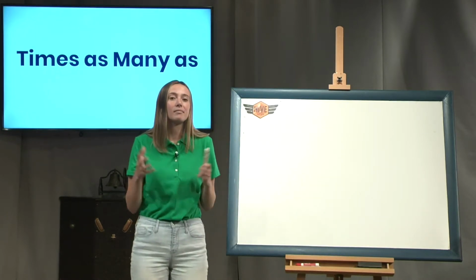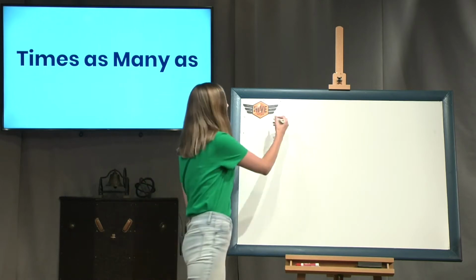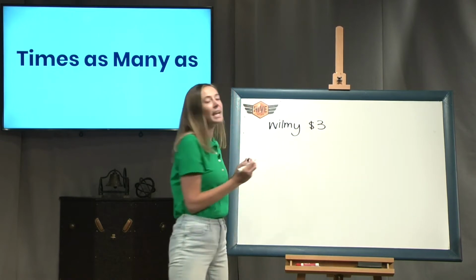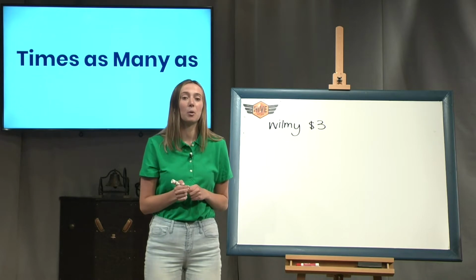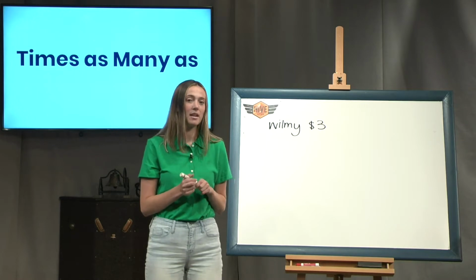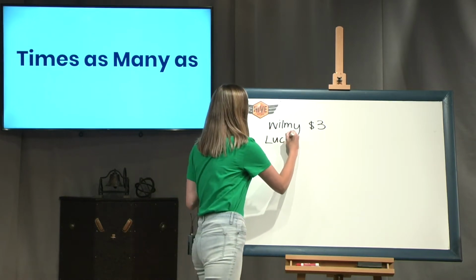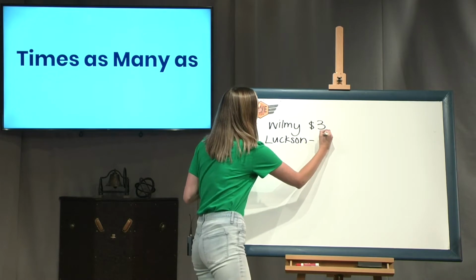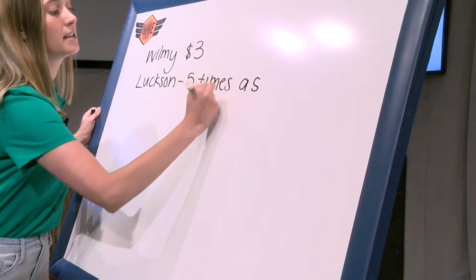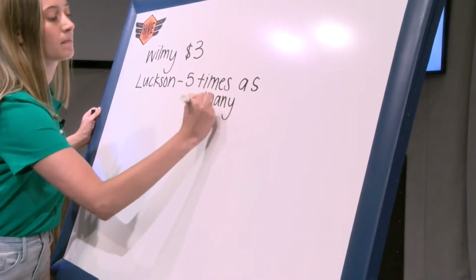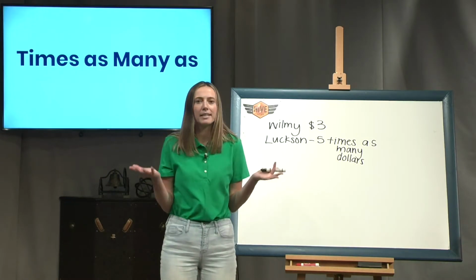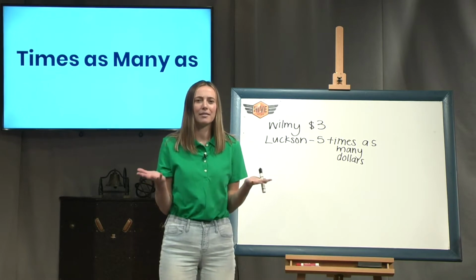So Wilmy has $3. Let's write that down. We'll write Wilmy $3. And we don't know how much money Lixone has, but we do know that Lixone has 5 times as many dollars as Wilmy. So we're going to write down Lixone 5 times as many dollars. And we want to figure out how much money Lixone has. So how are we going to figure this out?